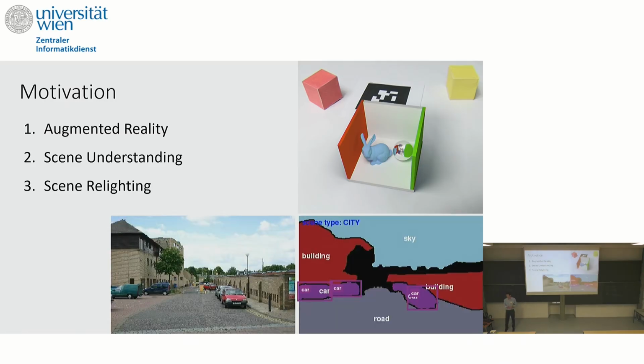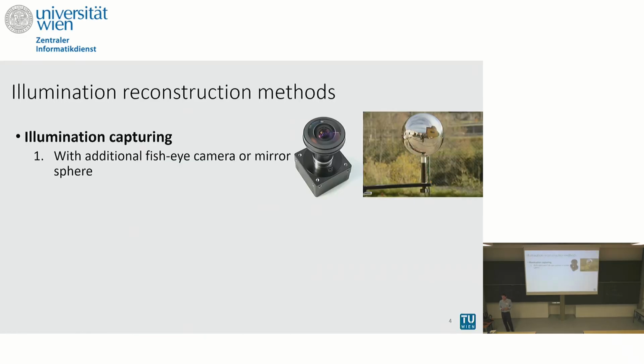But there are also some other applications, for example, scene understanding, which we see nowadays very often with autonomous driving. We would like the cars to be able to understand the scene. That includes the objects, but as well as the lighting situation. Or we can do scene relighting if we want to change the light in the pictures. So now let's come to the point, how can we do this?